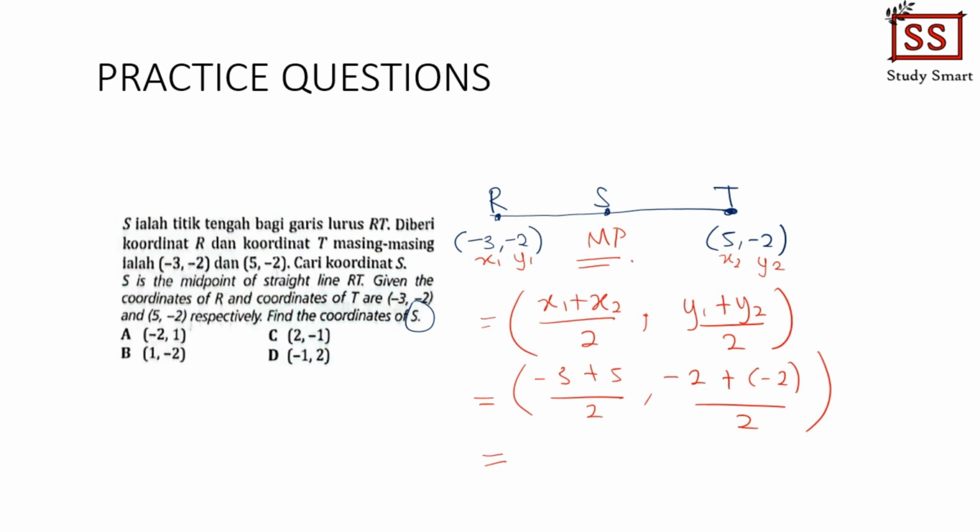Okay, now let's solve for this. Negative 3 plus 5 is equal to 2. 2 divided by 2 is 1. Negative 2 plus negative 2 is negative 4, divided by 2. It will become negative 2. So your answer is B over here. Okay, (1, negative 2) is the coordinate for point S.